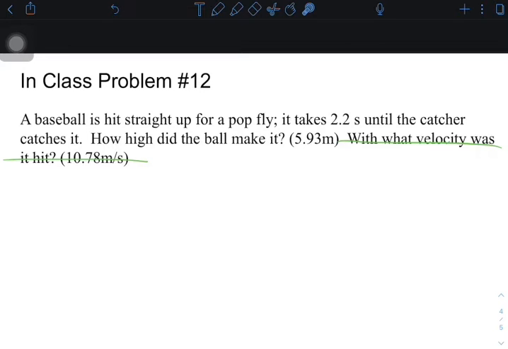It says a baseball is hit straight up for a pop fly. It takes 2.2 seconds until the catcher catches it. How high did the ball make it?